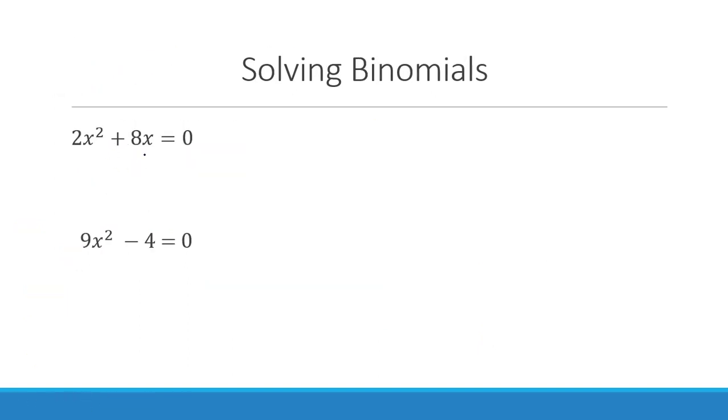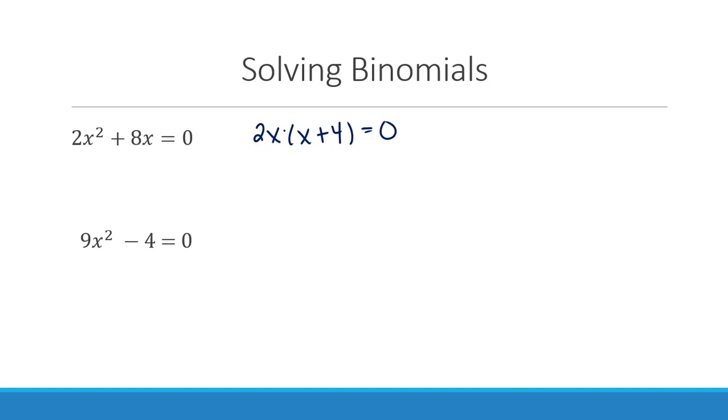Now, what happens if there's a binomial and it's set equal to 0? Well, always check for a GCF first. So is there a GCF? Yes. I can take out a 2x, which leaves me with x plus 4 equals 0. Now, if this is a difference of squares, wonderful, keep factoring it, but you can't factor x plus 4 anymore. That's done. I don't care if there's a number with it or not.